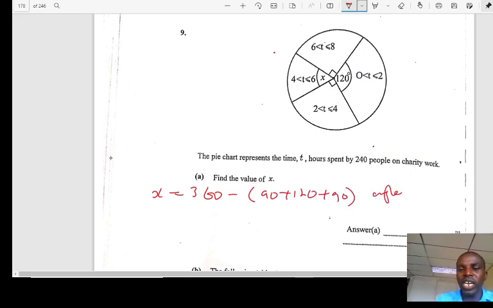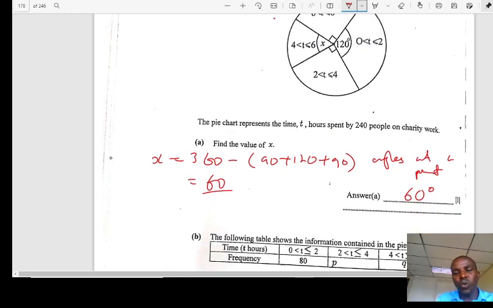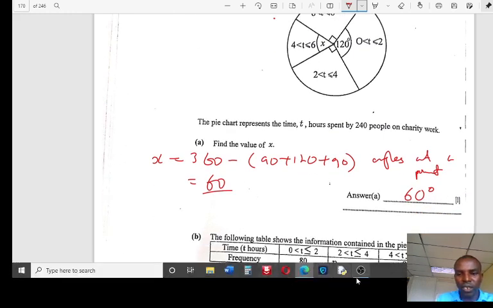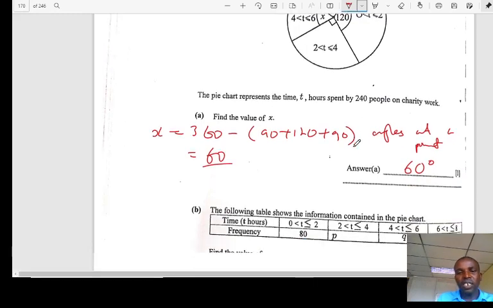Then these are angles at a point. Angles at a point add up to 360 degrees. So if you say 90 plus 90 plus 120, then 300 from 360, what do you get? You get 60 degrees. Done. So x is 60 degrees. Put your units. Right, so it's 60 degrees. Then you are done.